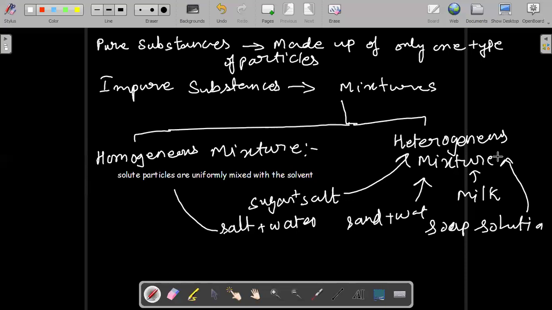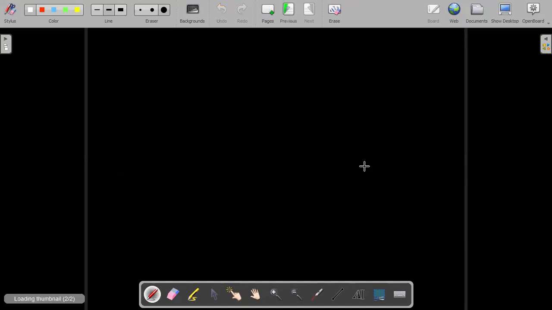So all the suspensions and all the colloidal solutions are your heterogeneous mixtures. Colloidal solutions appear to be homogeneous, but they are not homogeneous. They are heterogeneous in nature. Then we had done three types of solutions. That is, we had done solutions or true solutions, then suspensions, and last we had done colloids. So we'll write down the properties of solutions, suspensions, and colloids.